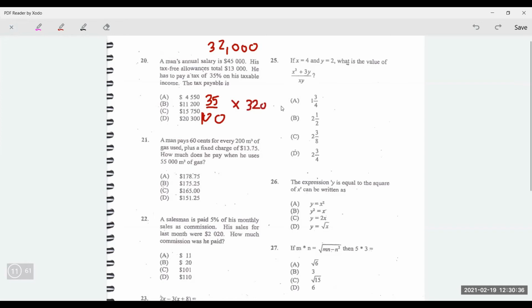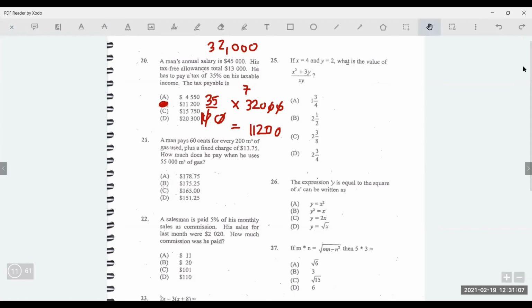So let's work this out. This 0 cancels this. This 0 cancels this. So we have 35 times 320. 35 times 0 is 0. 35 times 2 is 70. So put a 0 and carry 7. 35 times 3 is 105. 105 plus 7 is 112. So that is 11,200, which is option B. Nice and easy.